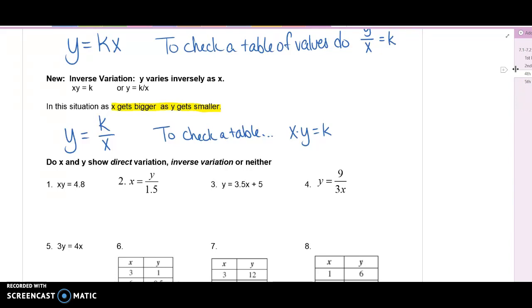Basically, you want to look at, does this equation look like y equals kx or y equals k divided by x? You may need to rearrange the equation to figure it out. So xy equals 4.8. I would divide both sides by x to get y by itself. Y equals 4.8 divided by x. Does that look more like direct variation or more like inverse variation? Inverse. This one is inverse.